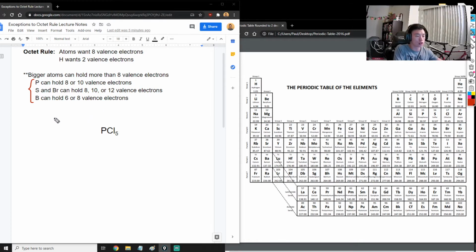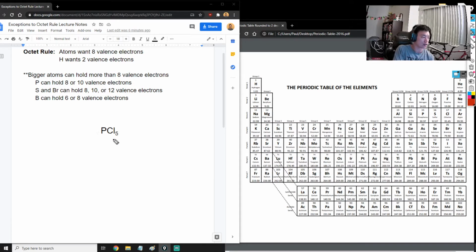I do want to mention one important thing. These atoms can hold these bigger numbers, but they don't have to hold that many, so you shouldn't be taking away electrons from the other atoms. Remember, the octet rule still works. If you're working with carbon, nitrogen, oxygen, fluorine, silicon, chlorine, things like that, they still want 8. They can hold more than 8, but they don't have to. All right, so let's do a quick example right here. We have PCl5.